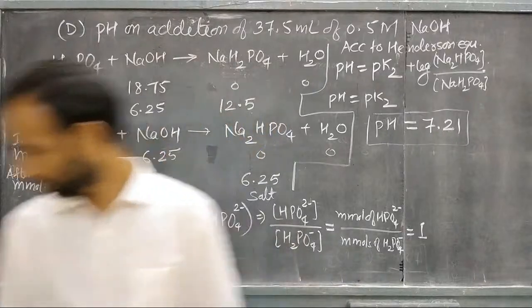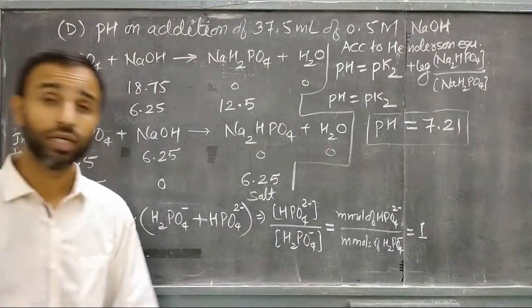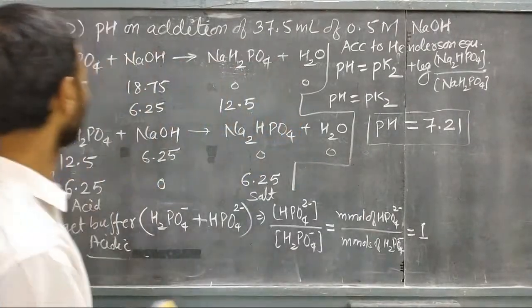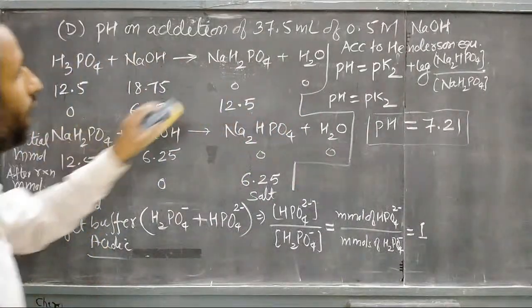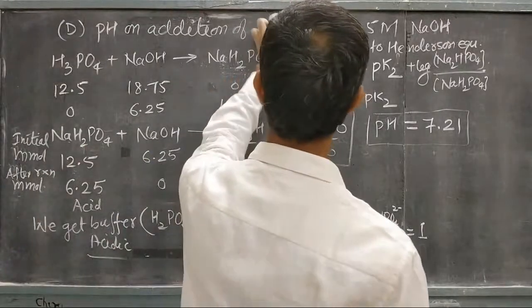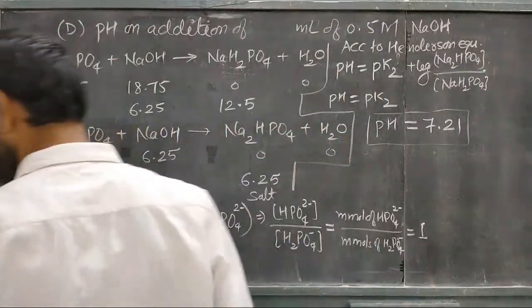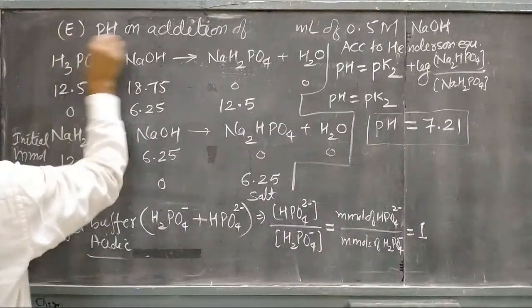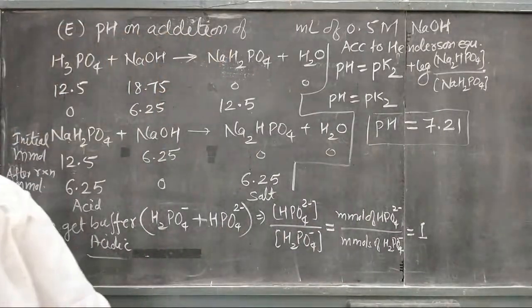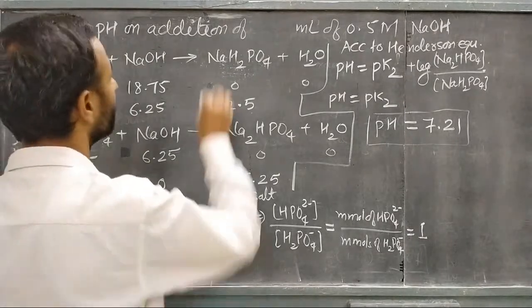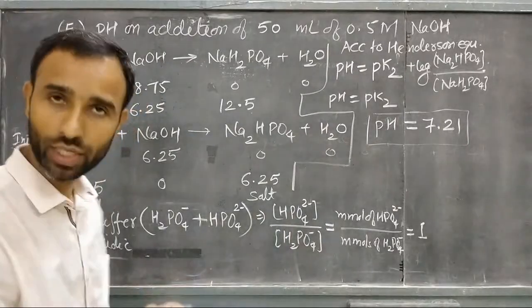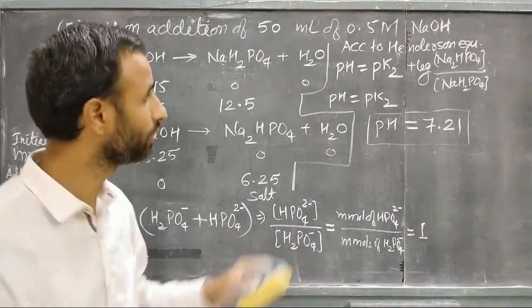Okay. If you have any doubt, please do ask anytime. Right. Now we move to part E: pH on addition of 50 ml of 0.5 molar sodium hydroxide.